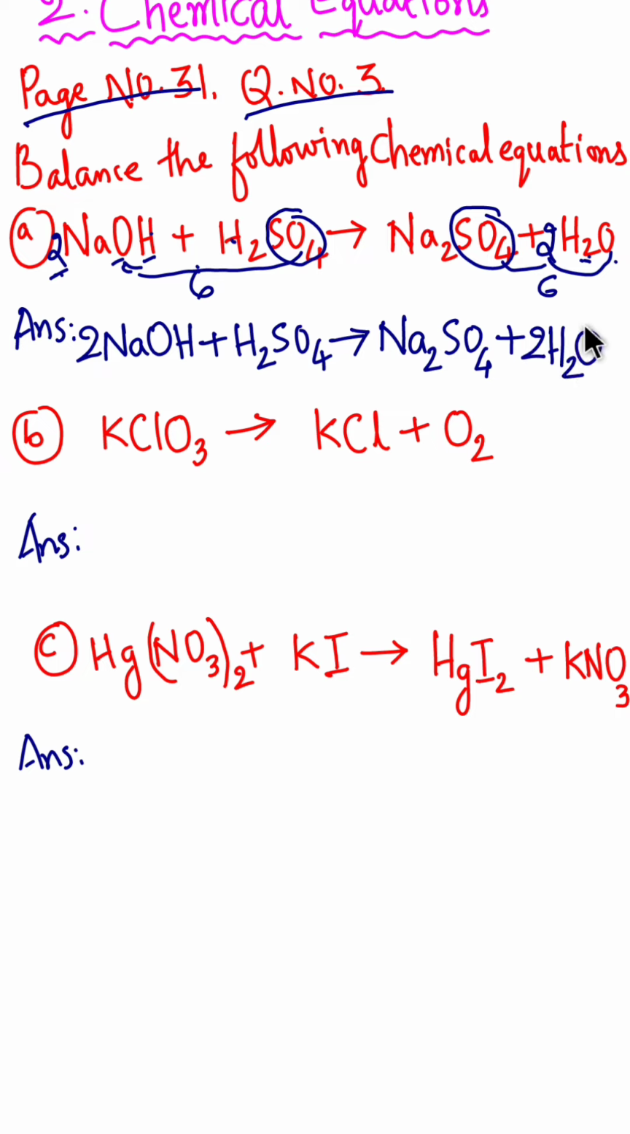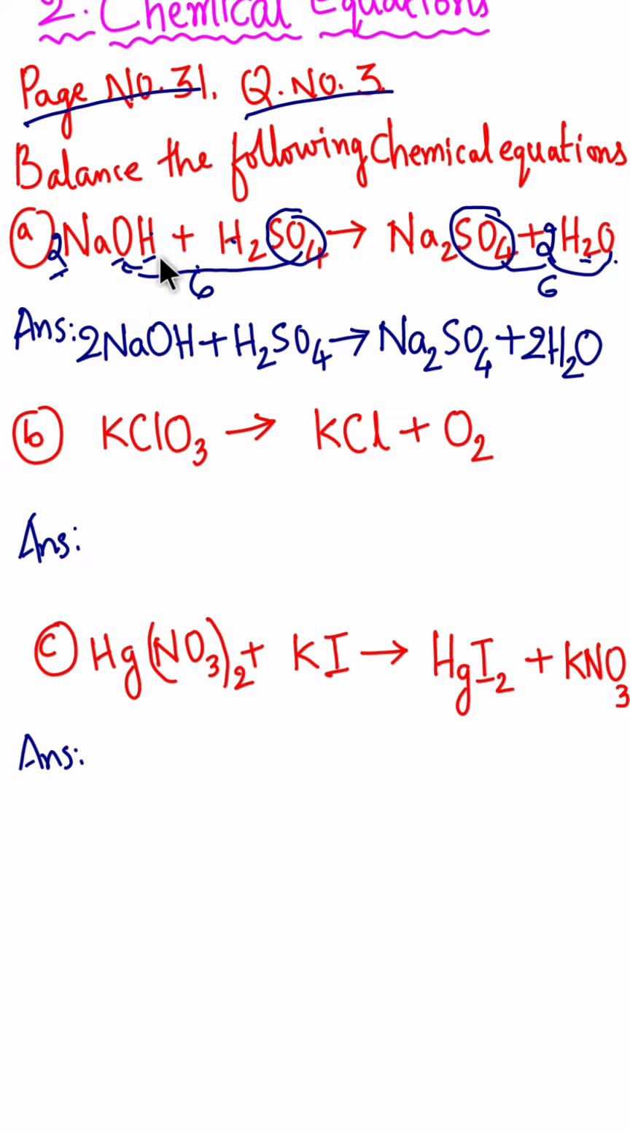Now even if you check the number of atoms on the left hand side and on the right hand side, on both sides both are equal. You can check 2 Na's, 2 Na's, 2 O's, 4 O's, 6 O's, 4 plus 2, 6 O's. H's, 2 H's, 2 H's, 4 H's, and on the right hand side 2 plus 2, 4 H's. Okay, sulfur, 1 sulfur, on the right hand side also 1 sulfur. Okay, so it is balanced, right?